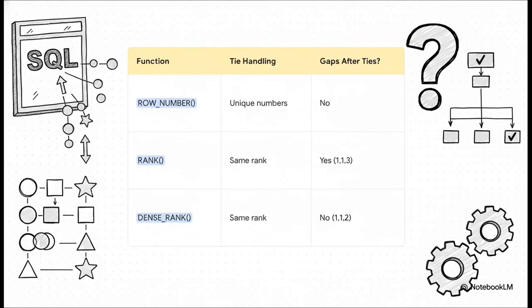Speaking of window functions, ranking things is a super common task. But which function do you use? This table makes it really clear. Row number is simple. It just gives every row a unique number, one after the other. Rank will give tied values the same rank, but then it skips the next number, creating a gap. So you'll see 1, 1, then 3. Dense rank also gives ties the same rank, but it doesn't leave a gap. So you'll get 1, 1, and then 2. Knowing which one to use is crucial for getting the exact result you need.